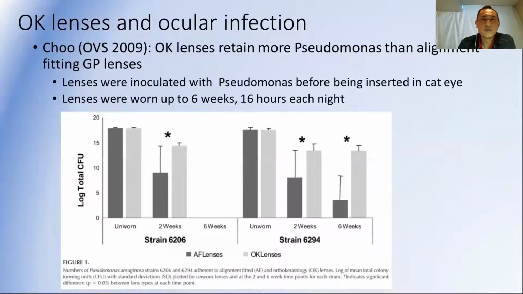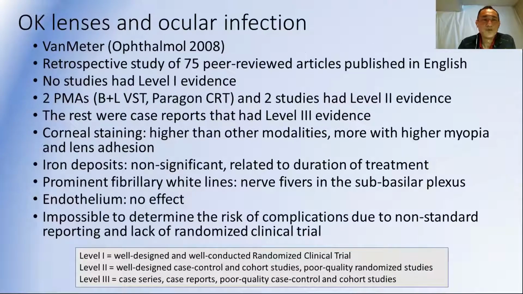More recent studies have shown that Ortho-K lenses do retain more Pseudomonas than alignment fitting gas perm lenses, just because of the nature of the tear layer underneath the lens. So you really have to be careful about making sure patients clean lenses properly, disinfect lenses properly, and are using solutions properly, proper hygiene.